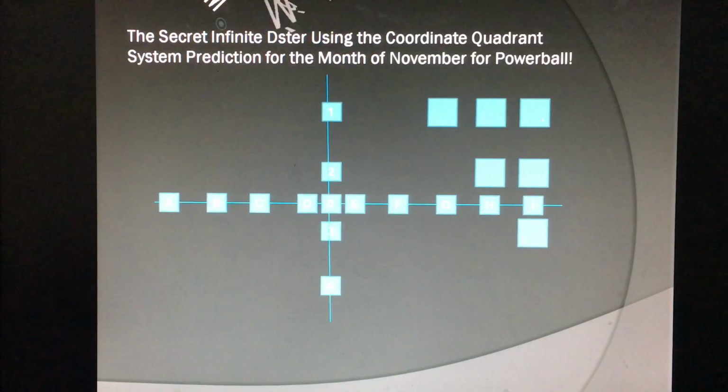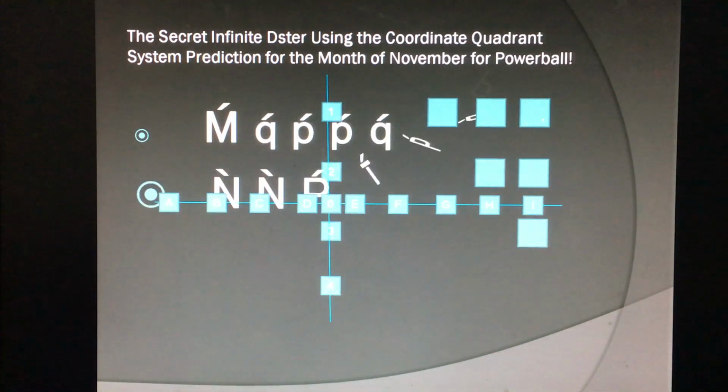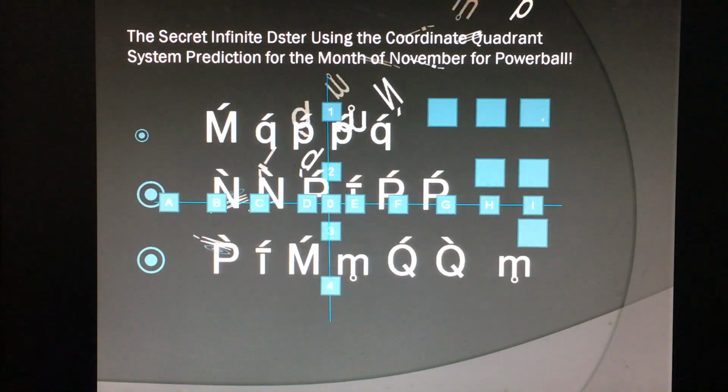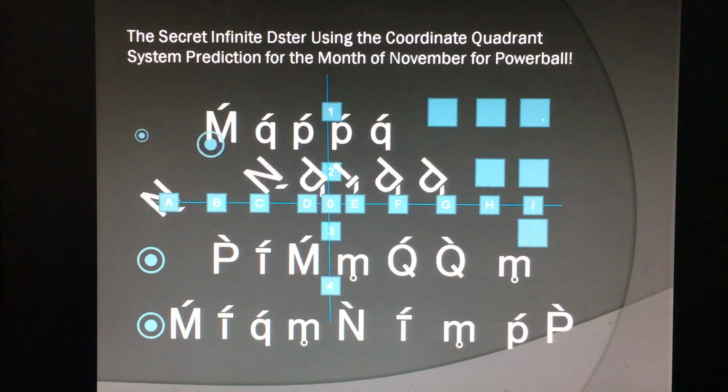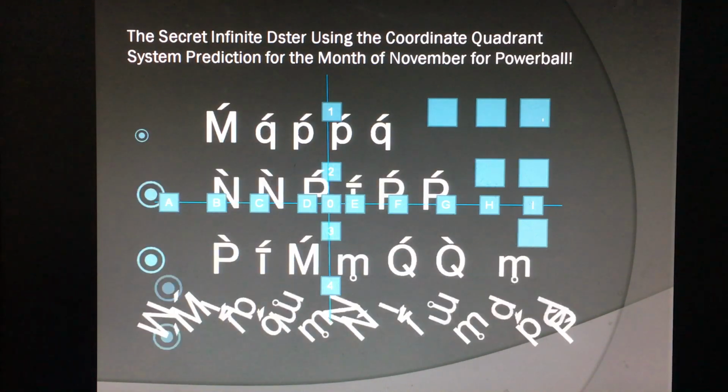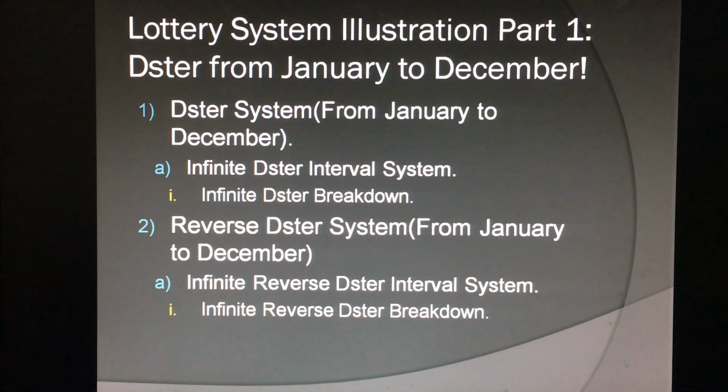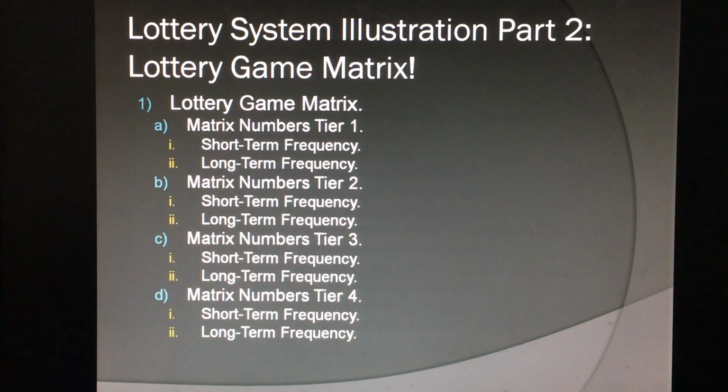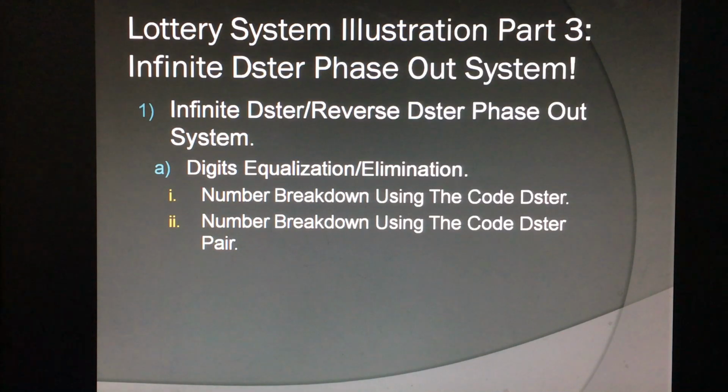And this is the secret infinite Dster when you convert it to letters. Now let's talk about the illustration part 1 to part 8. You can email me for it. I will be glad to send you the ultimate system from part 1 to part 8, the Lotto system illustration. Illustration part 1 is Dster from January to December. Illustration part 2 is the Lotto game matrix. Knowing your game matrix is important.